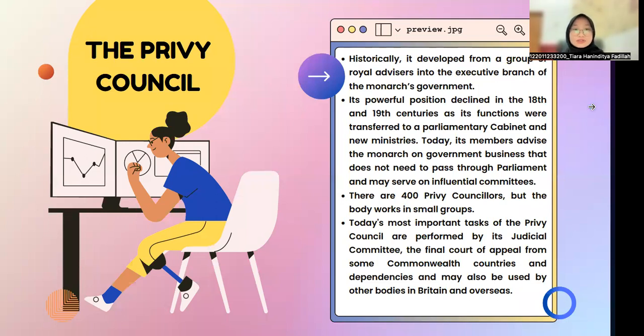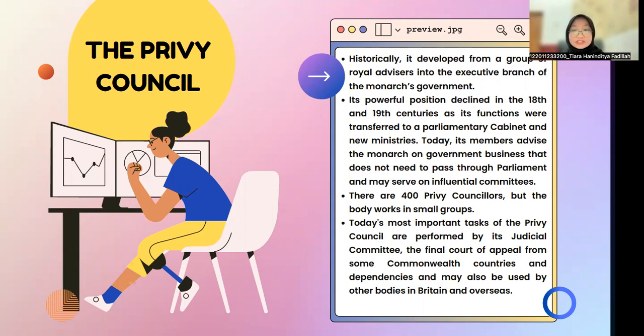Okay. So the Privy Council, historically, developed from a group of royal advisors into the executive branch of the monarch's government. Its powerful position declined in the 18th and 19th centuries as its functions were transferred to a parliamentary cabinet and new ministers. Today, its members advise the monarch on government business that does not need to pass through parliament and may serve on influential committees.